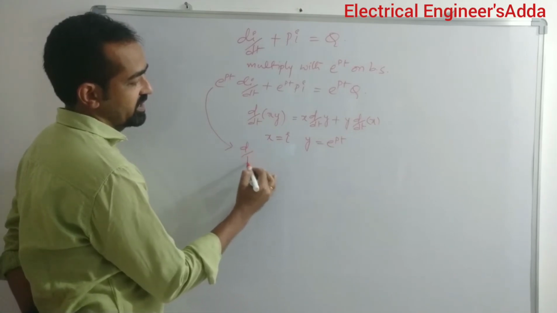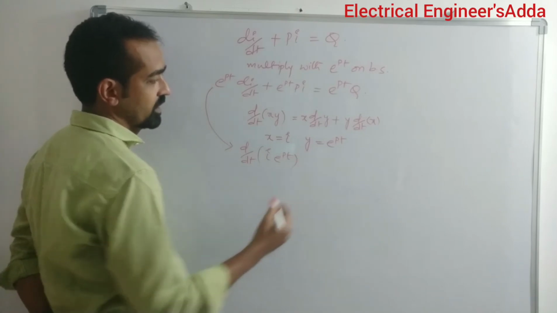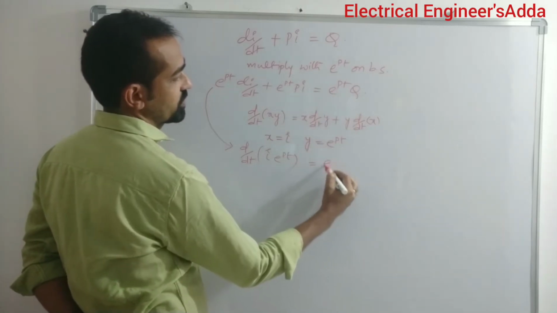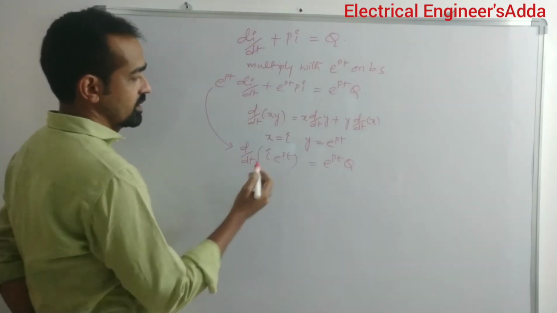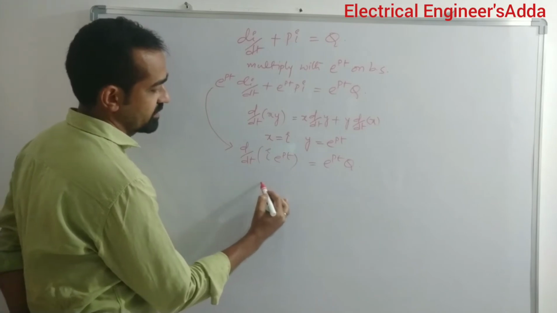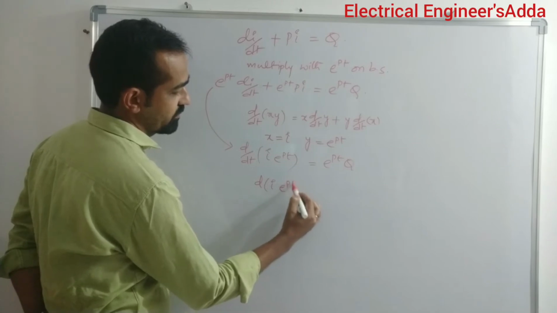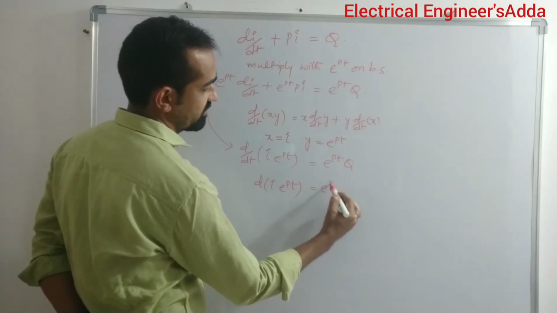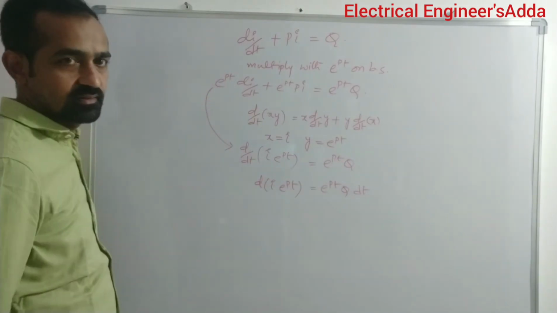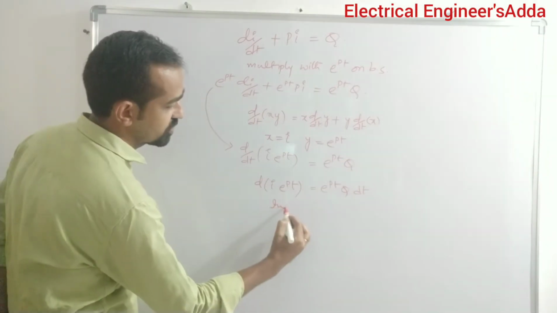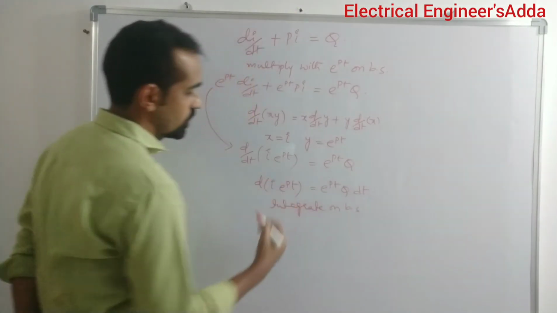Okay, here d by dt of what is x? I e power of pt. y is equal to this one, e power of pt into q. Okay, here this can be rearranged as, here differentiation of I into e power of pt is equal to e power of pt into q into dt. This dt goes to that side. Okay, here integrate on both sides.